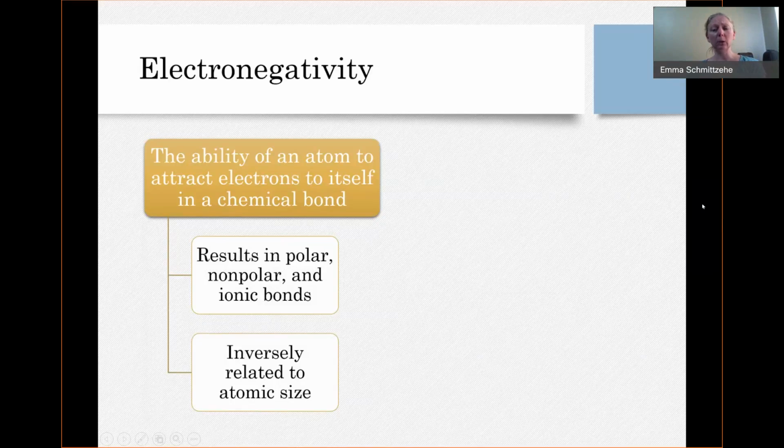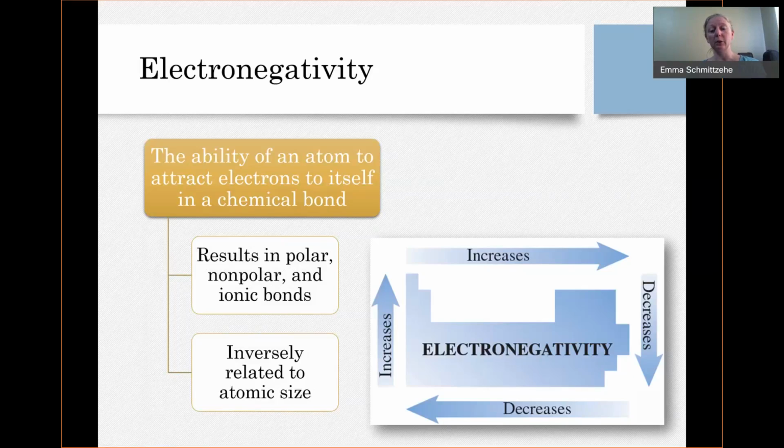Now you can relate all of this to the periodic table. There's kind of a general trend that electronegativity follows. So if you look at the periodic table, as you go towards the right-hand side of the periodic table, the atoms actually are smaller. Okay, as you go from left to right across the periodic table, your atoms get smaller. Thus, your electronegativity increases as you go from left to right across the periodic table.